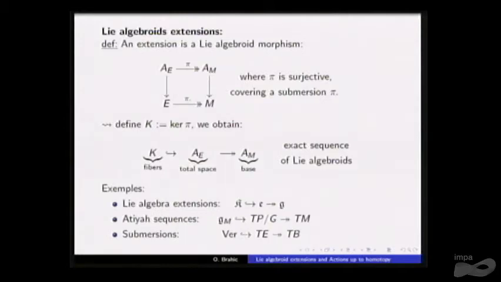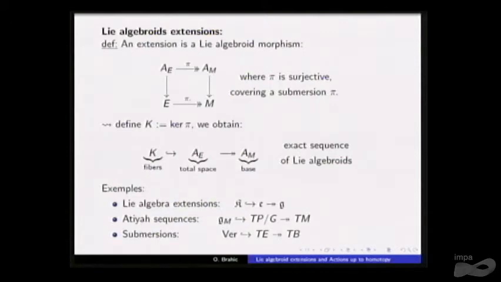So here are a few examples. The first basic example, of course, are Lie algebra extensions. You take an extension E of a Lie algebra G by K, which is the kernel. So you take a Lie algebroid morphism, you look at the kernel, and you have an extension. Note that I'm not considering only central or abelian extensions. I really want to have any extension.